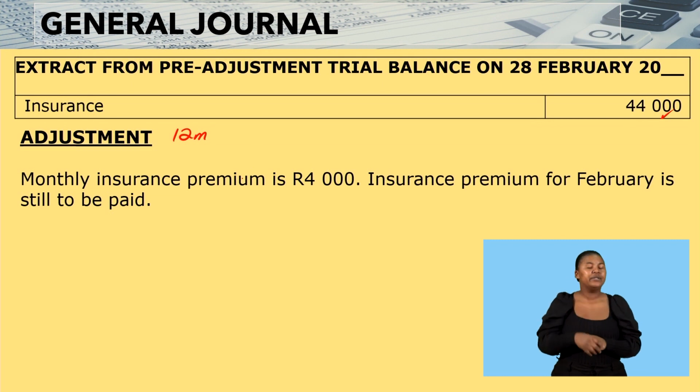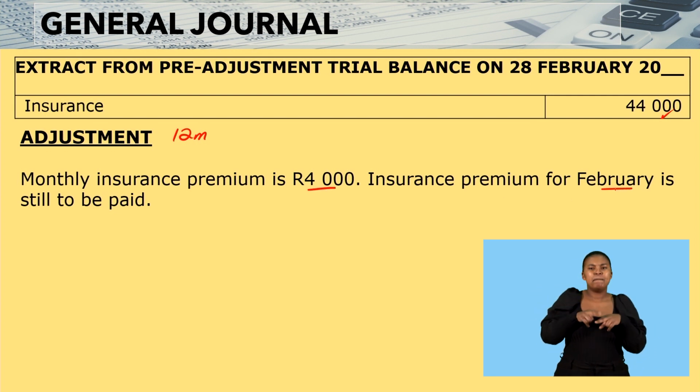And then we are being told here that the monthly insurance premium is 4,000 and the premium for February is still to be paid. So we as a company are paying insurance maybe for our vehicles or for our buildings. We have not yet paid insurance for the month of February. That means we are owing. So there has to be an accrued expense, an expense that is still owing to our insurance company.